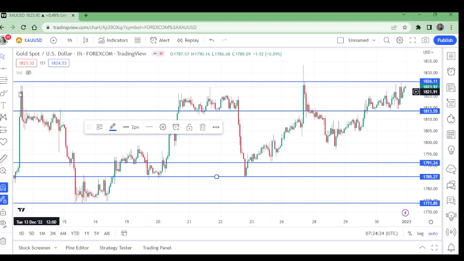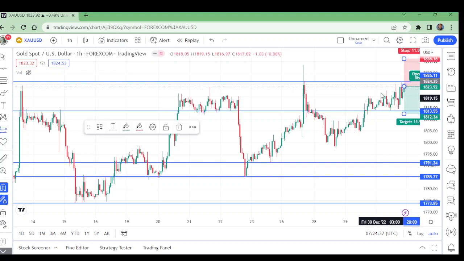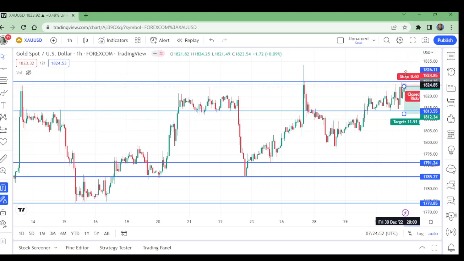Now according to this analysis, this is the short position. We can set a short position here and stop loss exactly above this, because this has been retested, not broken. I have tried my best to make it clear.